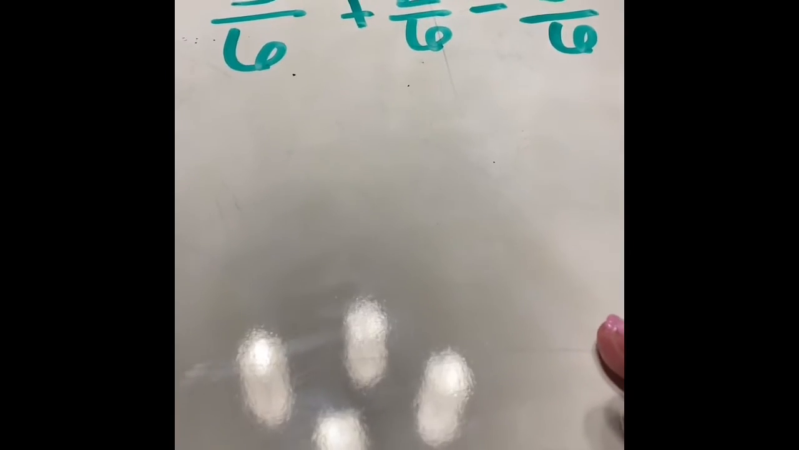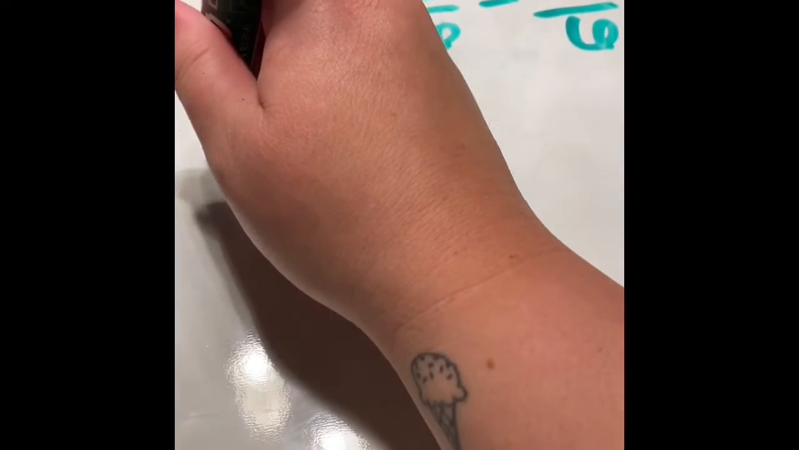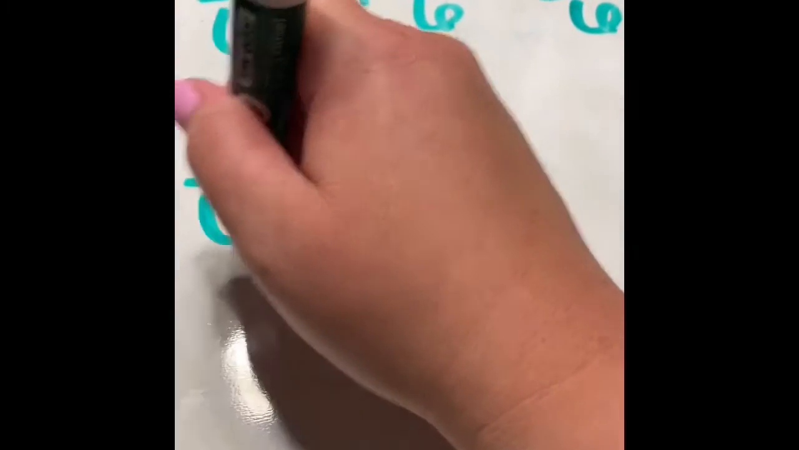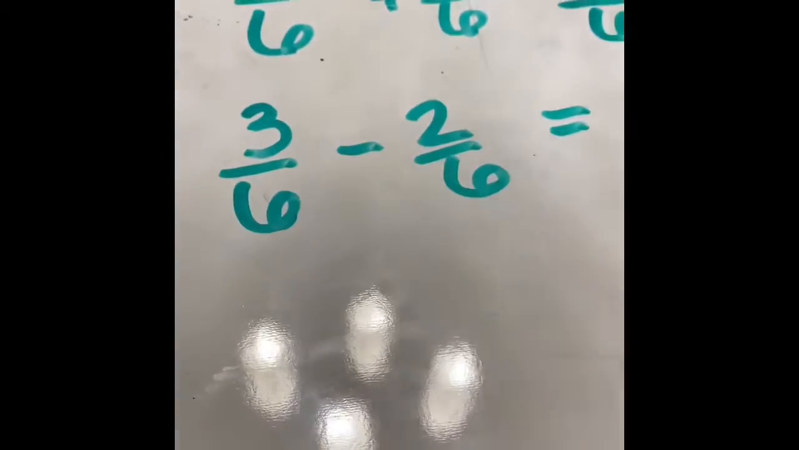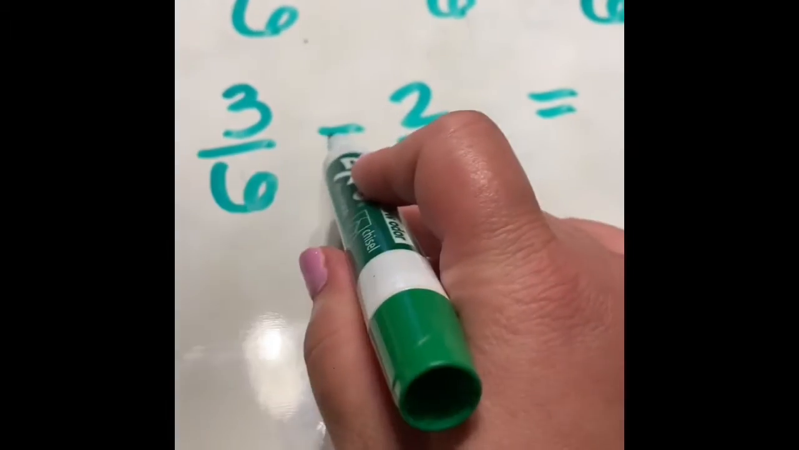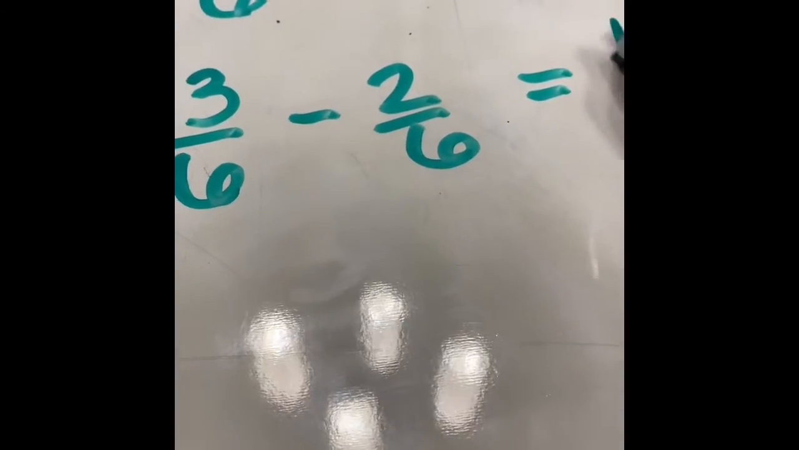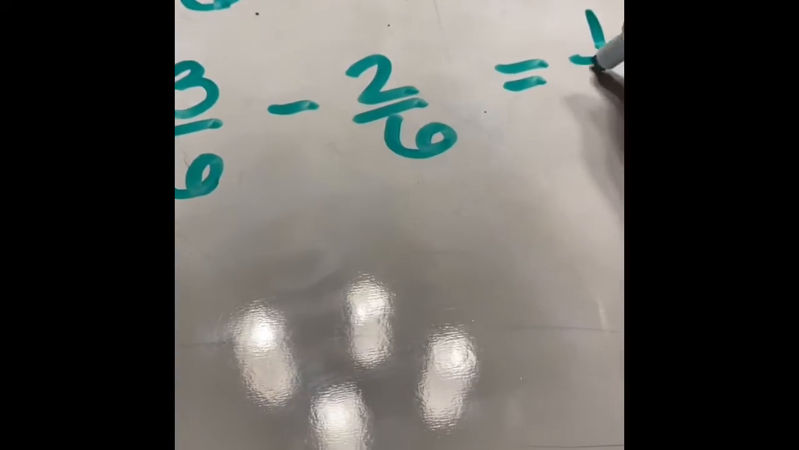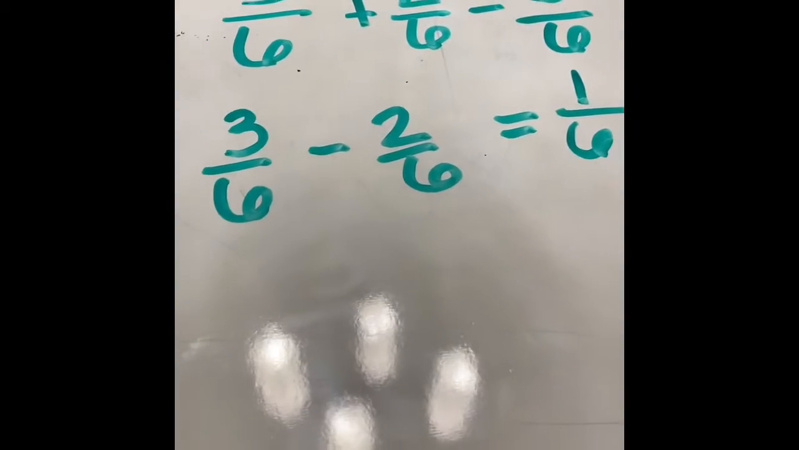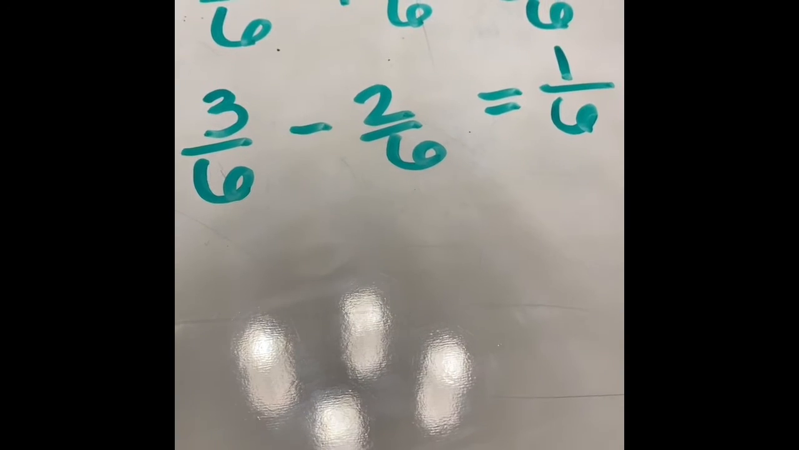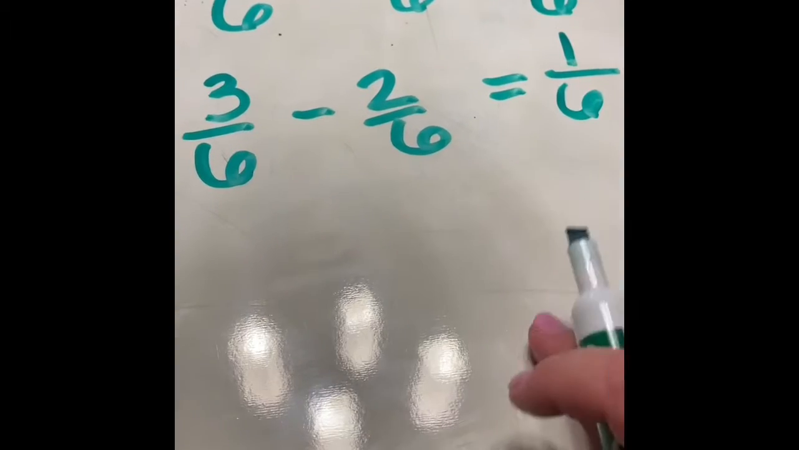If I wanted to subtract, it's the same thing. They need to have the same denominator. 3 minus 2 is 1. The denominator stays the same, so we have an answer of 1/6. Since they have the same denominator, we can simply add and subtract them.